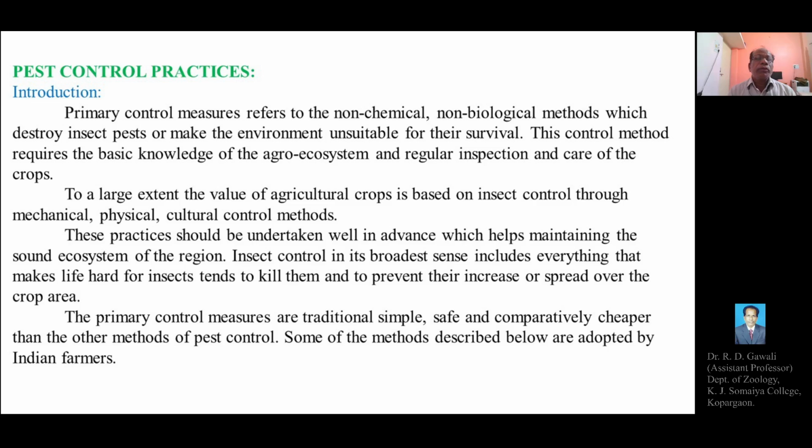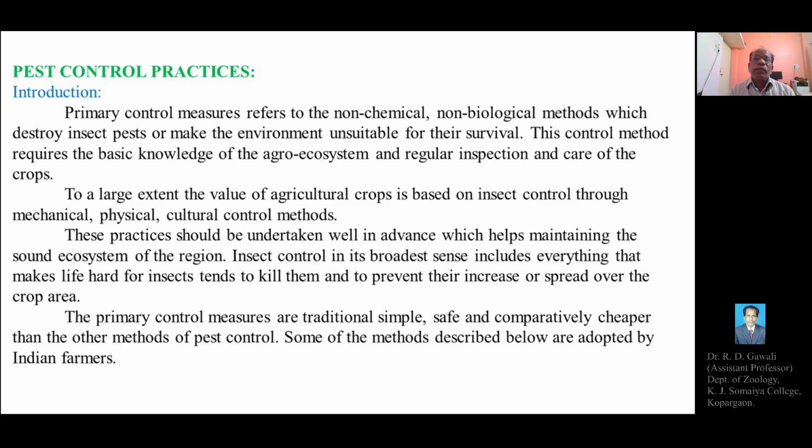Now we'll discuss the pest control practices, which are very important so as to control, destroy, or kill the pests which are attacking a variety of crops and causing loss or damage to the crops, leading to economic loss for the farmers. So there are different types of pest control practices or pest control measures. We'll explain them one by one.